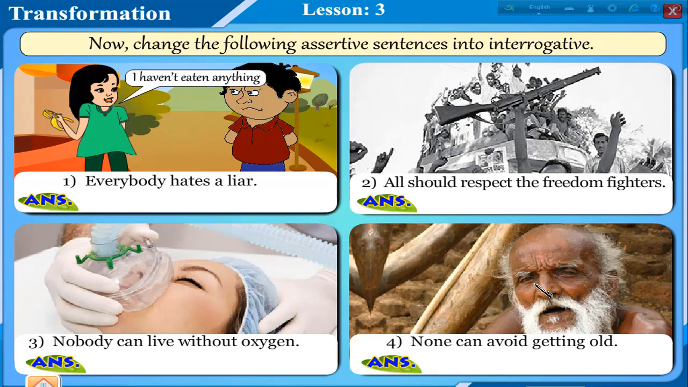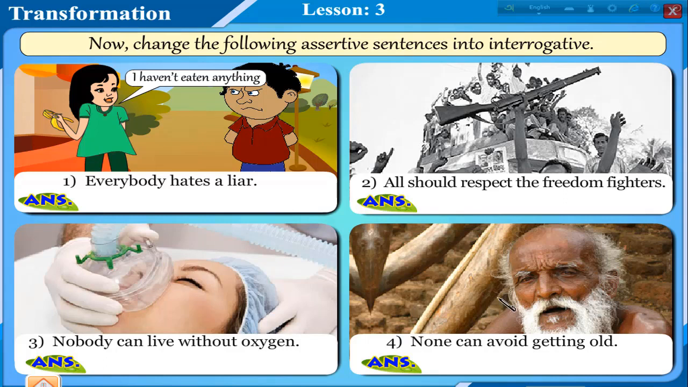Dear students, you have to transform this sentence. Everybody hates a liar. Just pause the video and think what would be the answer. There is another example. All should respect the freedom fighters. Look, all should. All means a person and a subject. So, what would be the answer? Can you guess? Okay, just try.